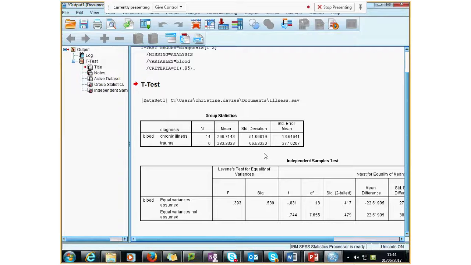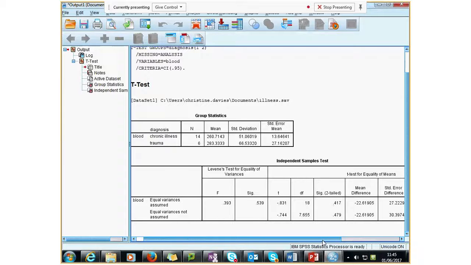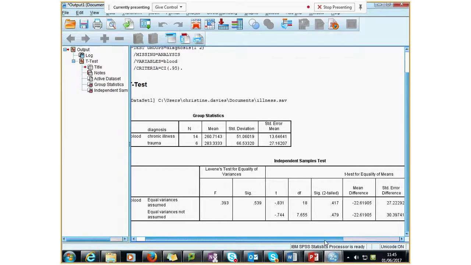What else have we got? We've got some information here on equality of variances. I won't linger too much on that, but what this is effectively telling us is that the variances of the two groups are similar. They're not significantly different, and this is probably helping us to be able to say, yes, well, it's a fair comparison, really.